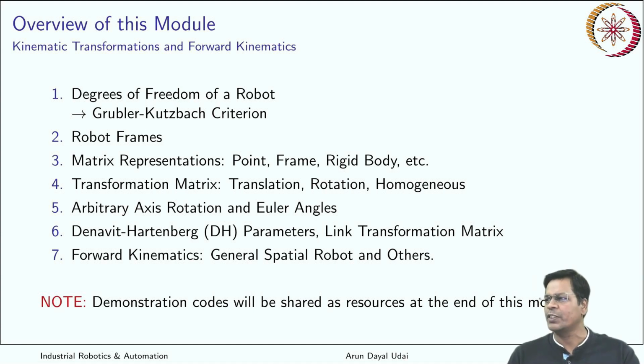Forward kinematics we'll be doing for various robots, ranging from 1 DOF, 2 degrees of freedom, 3 degrees of freedom, and finally 2 industrial robots. General is a special robot, which is a 6 degrees of freedom robot. So we'll be looking at them, and all the demonstration code which demonstrates the principles taught in this module, I'll be sharing at the end of this module as a resource. So let us move ahead.